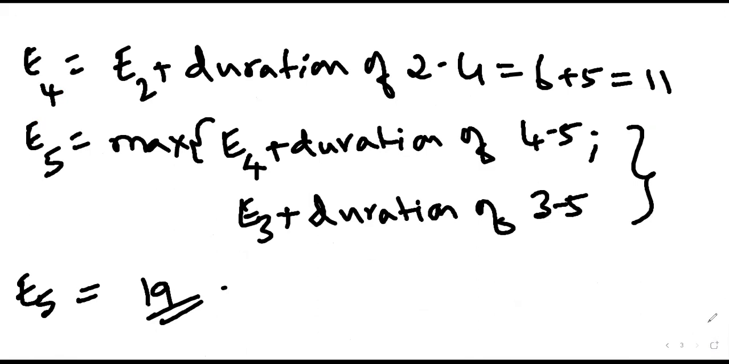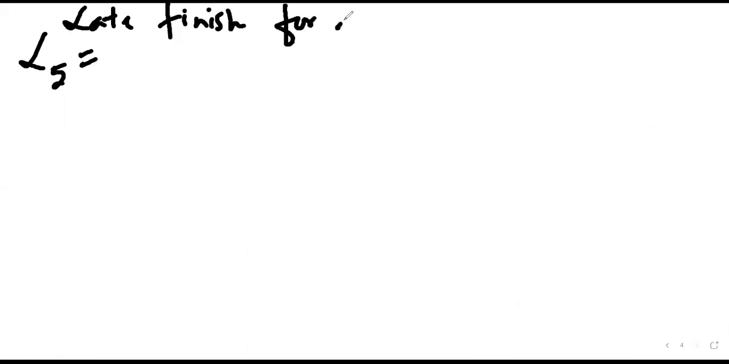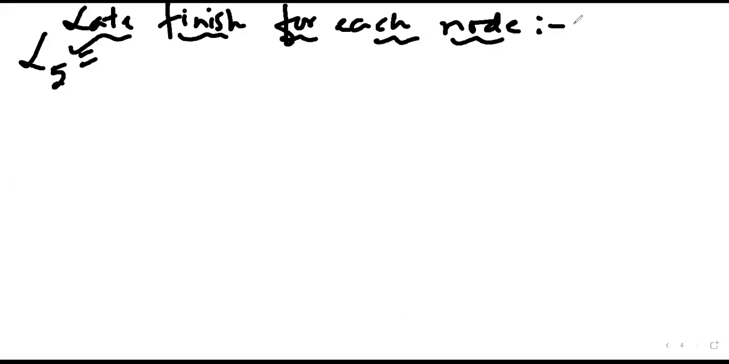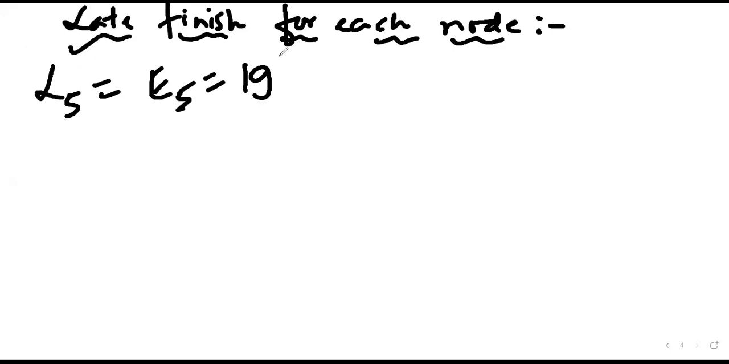So instead of writing the early start, early finish, what we'll do is calculate L1, L2, L3, L4, L5. L5 is equal to how much? What will be the value of L5? Late finish for each node. How much will be the value of L5? 19. Right? E5 value itself is 19. Correct.